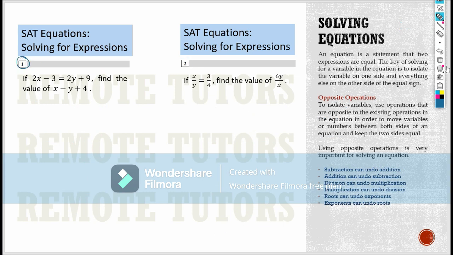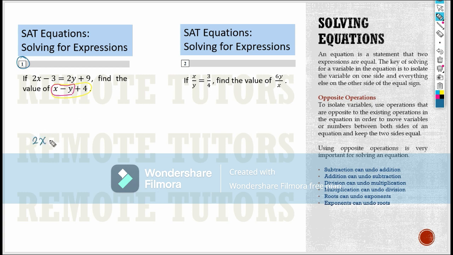Let's see example number 1. Here it says if 2x minus 3 is equal to 2y plus 9, find the value of x minus y plus 4. So in order to answer the problem, we need to find out what's the value of x minus y. And then we will add 4 to the difference.